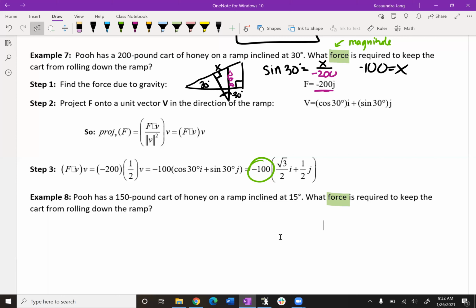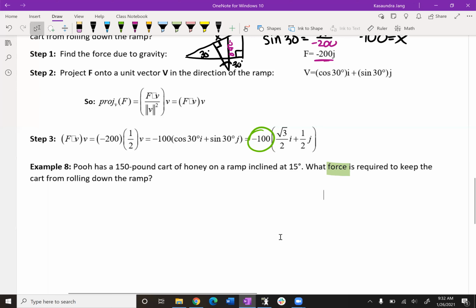So what's the difference between a problem where we would have to find the force required to hold the cart, and the force required to pull the cart? What is the difference between the force required to pull the cart and the force required to keep the cart from rolling down the ramp? It seems that we would do the same thing each time.